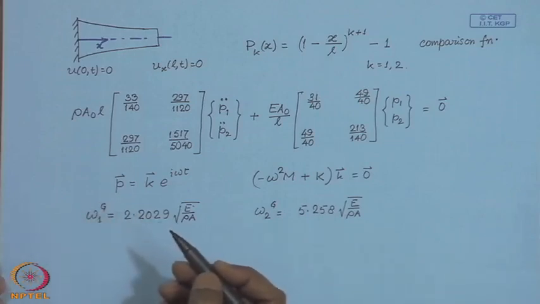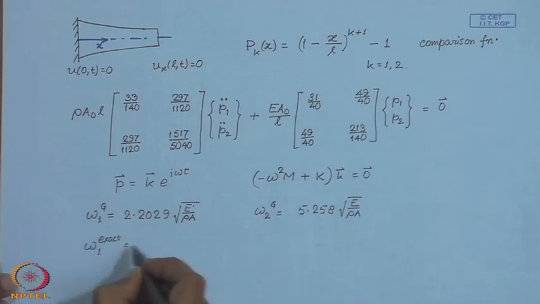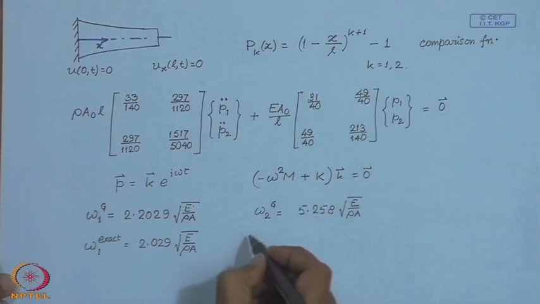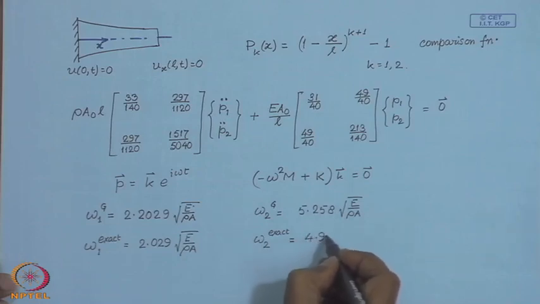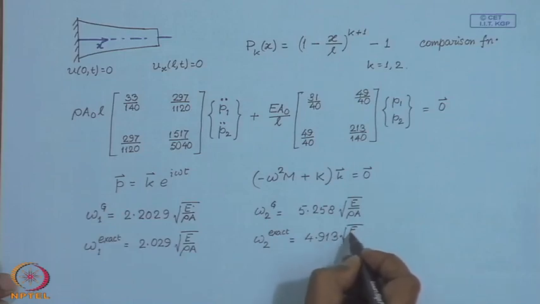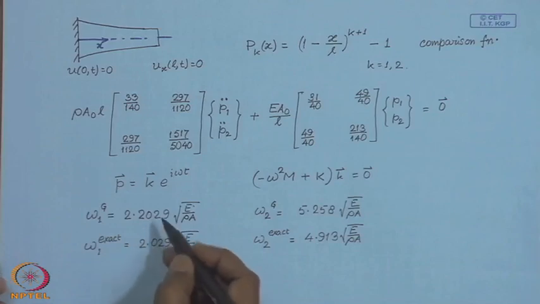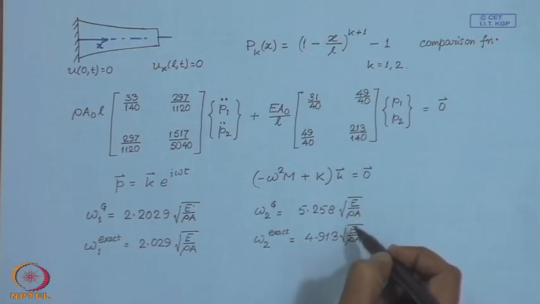Now, this superscript g indicates obtained from Galerkin. Now, if you compare, as you can see the fundamental frequency compares very well with the exact, while the second modal frequency is in some error.